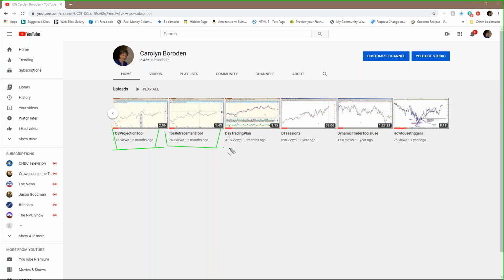This goes over the day trading plan. It's a walkthrough. For anybody who was interested in the dynamic trader stuff, this is how you set it up to work. So you may not need to look at that. And then also you want to look at how to use triggers. That goes over using triggers for day trade decisions and swing trade decisions. So that's something else that you want to look at.